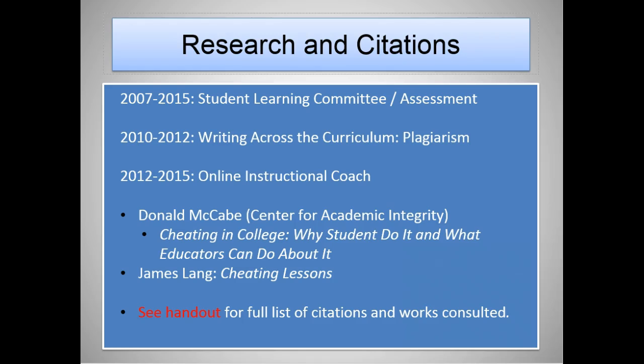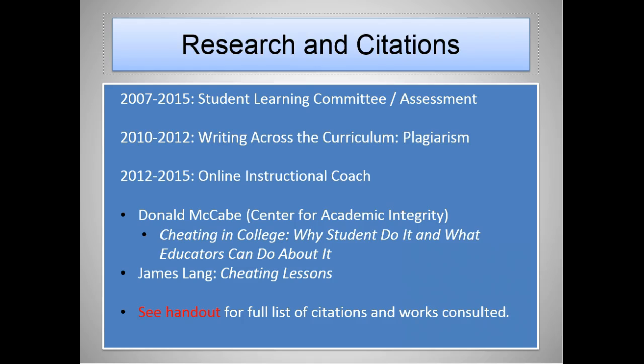As you're thinking about that, let me just talk a little bit about where I'm coming from in this presentation. I've been involved with the Student Learning Committee at Front Range, involved in assessment, at least going back to 2007 in a formal capacity. And so in thinking about assessment and student learning, this issue of academic honesty comes up because if we're trying to assess student learning outcomes and students aren't actually doing the work, then of course there's a problem there.